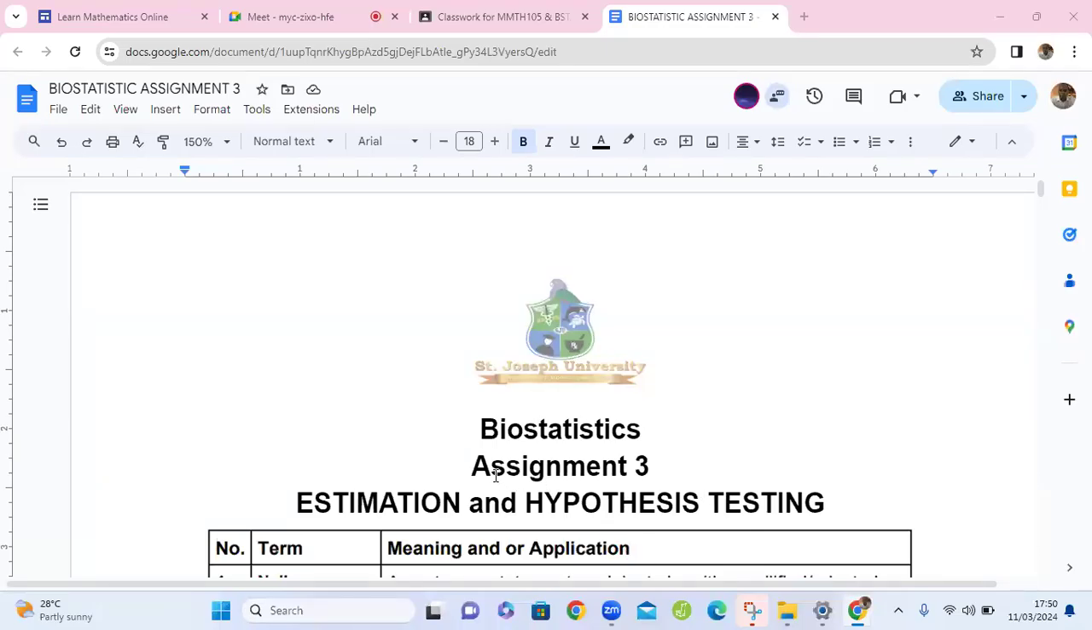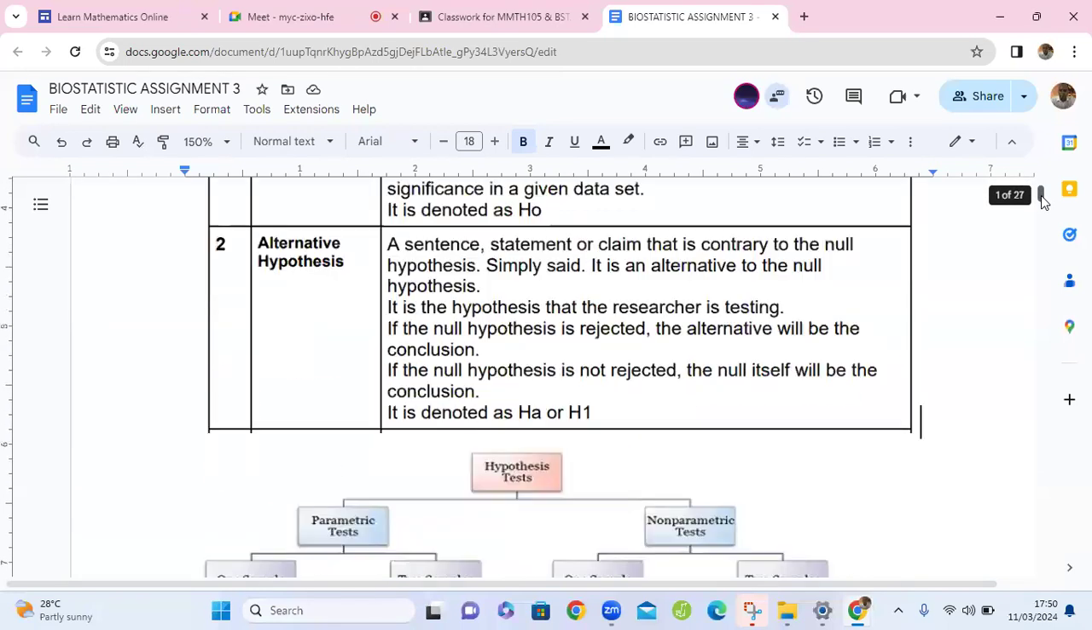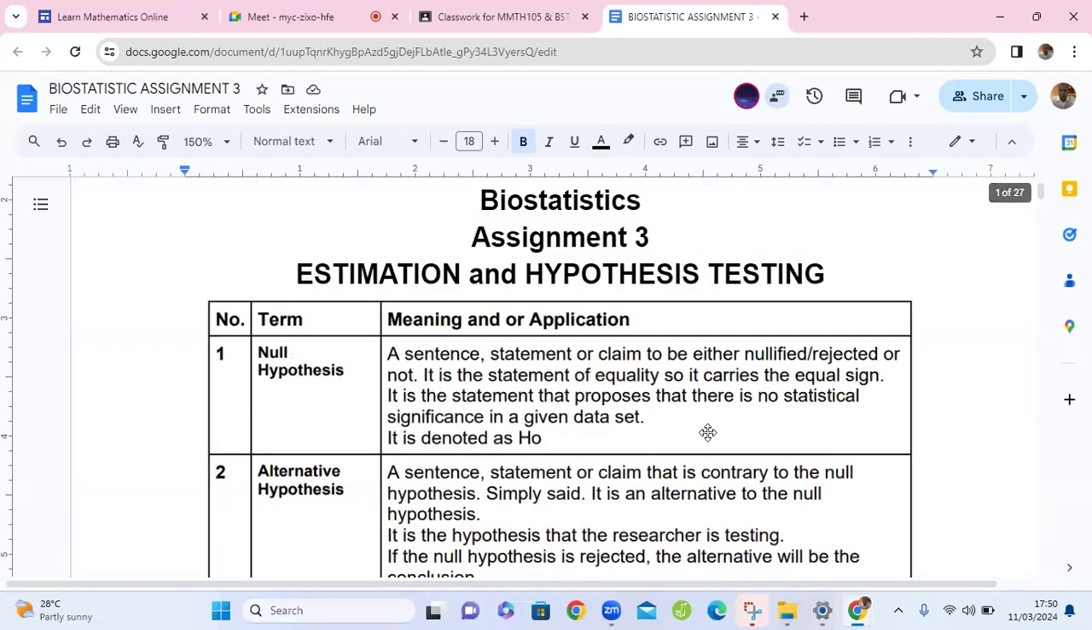So here we are making a presentation with regards to biostatistics assignment 3, estimation and hypothesis testing. So it begins. Basically, this presentation will be an introduction to the concept, and we will begin with this documentation here.